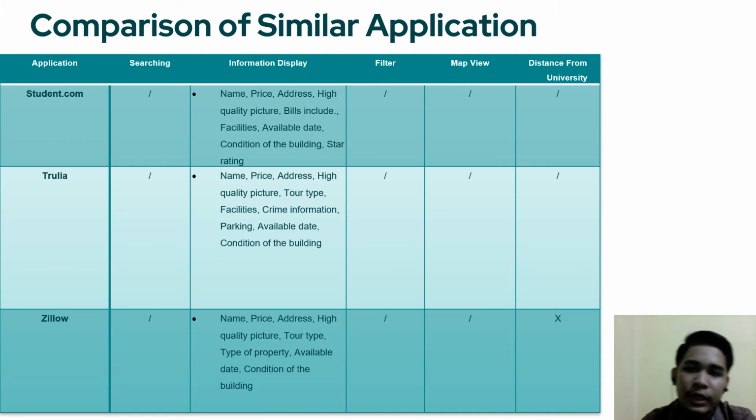And for the distance from campus or university, Student.com and Trulia use this function to help the student or another tenant to see the distance from university. It is especially for students. But Zillow is available for students or non-students. That's why they don't put the distance from university.